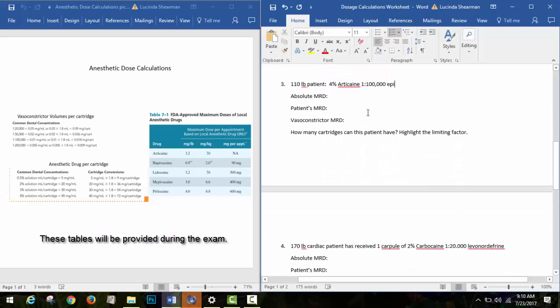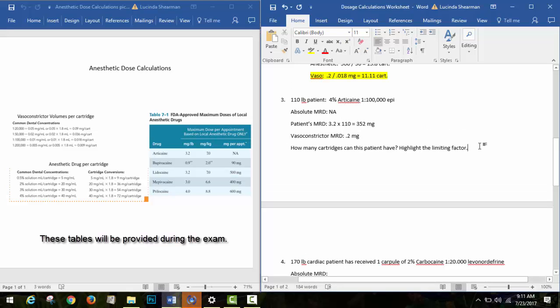Let's go down to number 3. We have a 110-pound patient at 4% articaine with 1 to 100,000 epinephrine. This is articaine, so the absolute MRD for articaine, there isn't any. For the patient's MRD for articaine, we will again be using 3.2 times their body weight, which will equal 352 milligrams. The vasoconstrictor that we're using here again is epinephrine. This is a healthy patient, so it's 0.2.